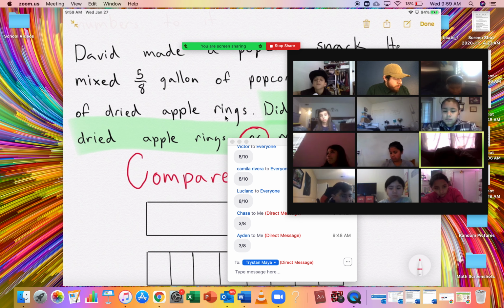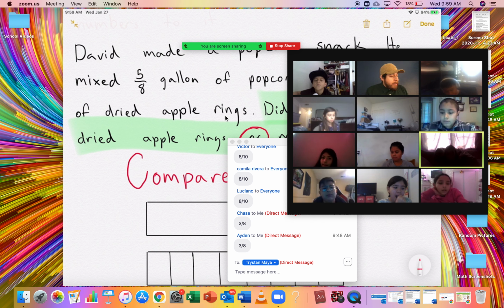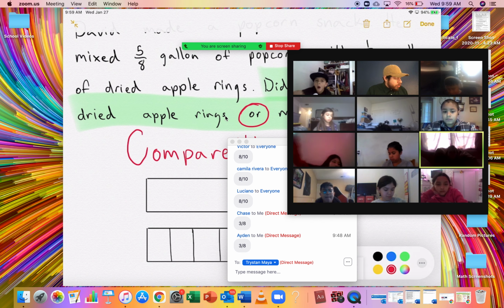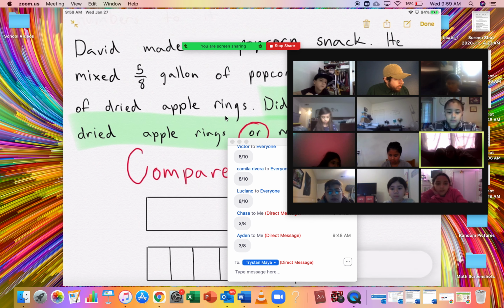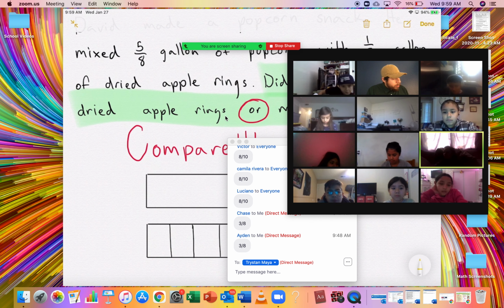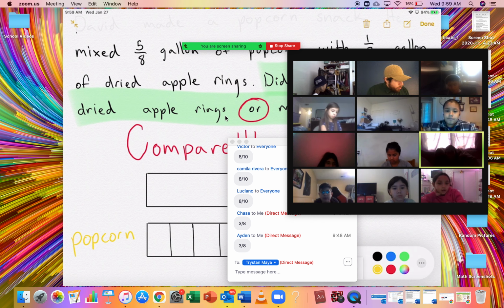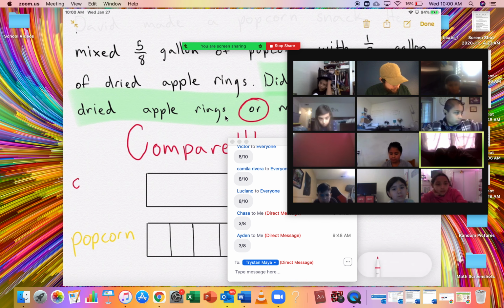We need to compare the amounts that he used. And we have the amounts up here. So he mixed 5/8 gallons of popcorn with 1/2 gallon of dried apples. So I already made these two little fraction strips that we can use. So I'm going to go ahead and say right here in yellow, popcorn, because this is the popcorn. And I'm going to use red right here because it's apples. And here we have our dried apple rings.